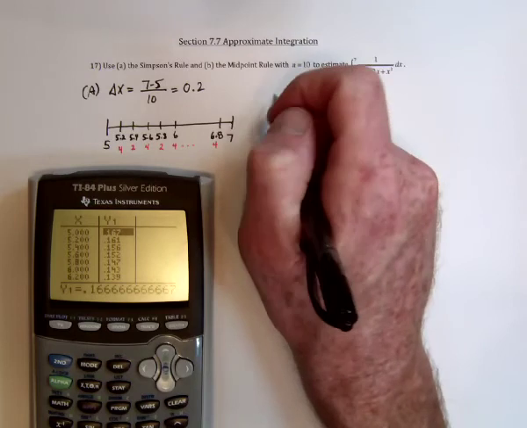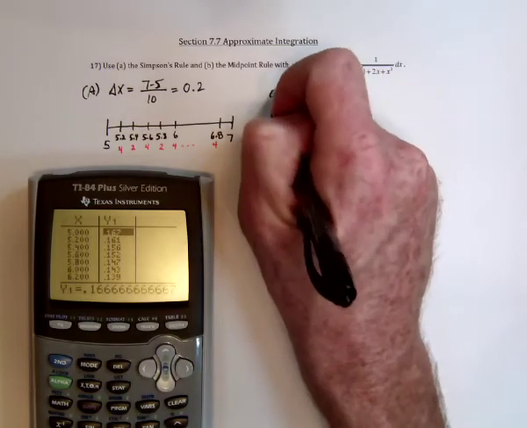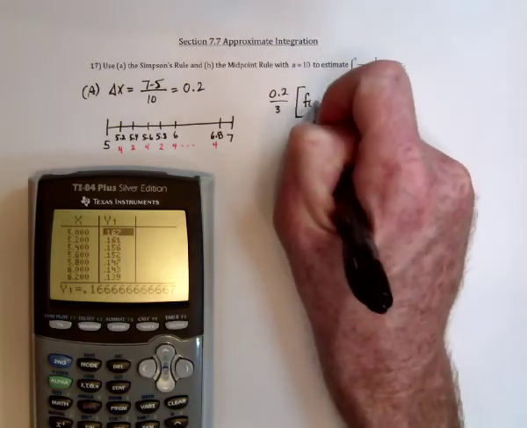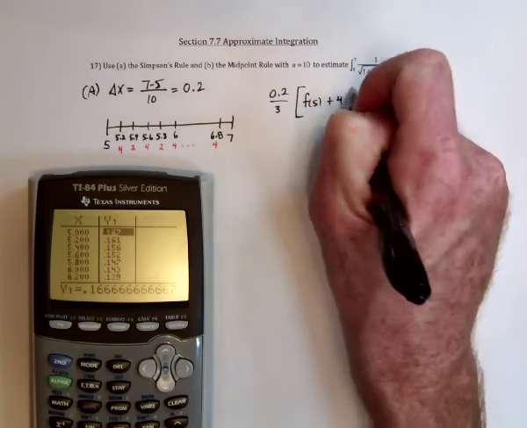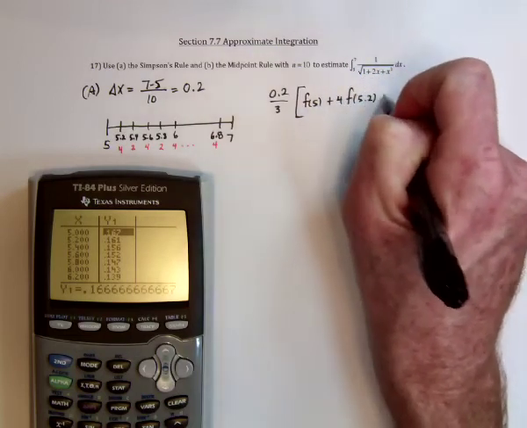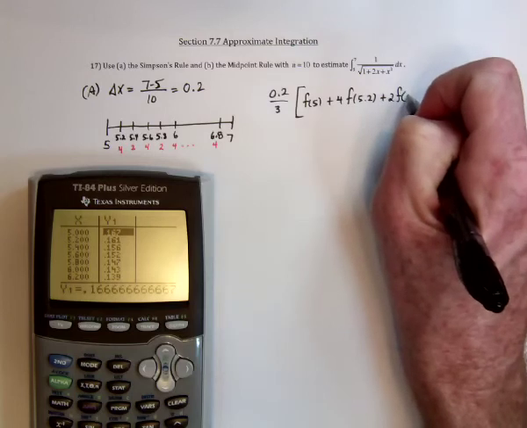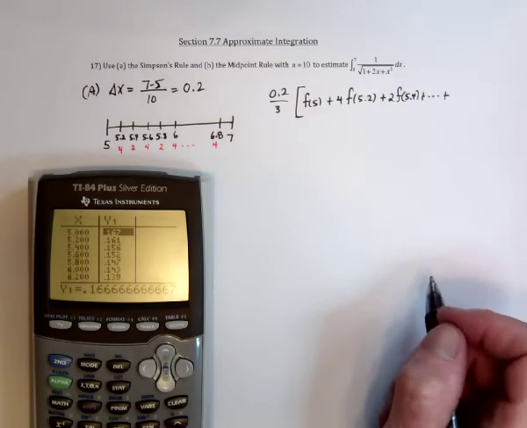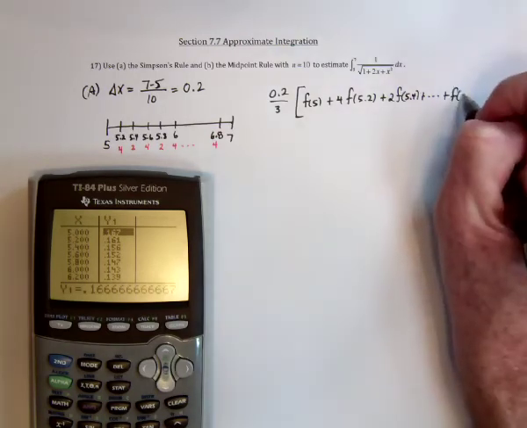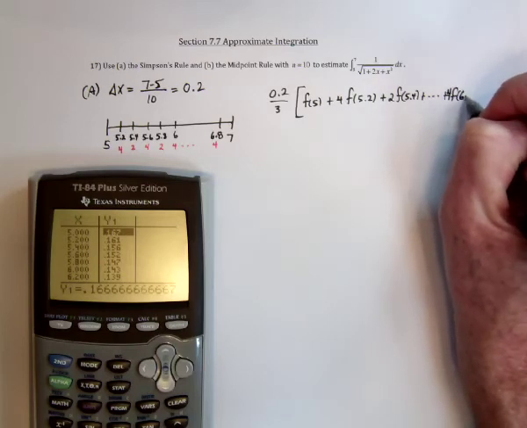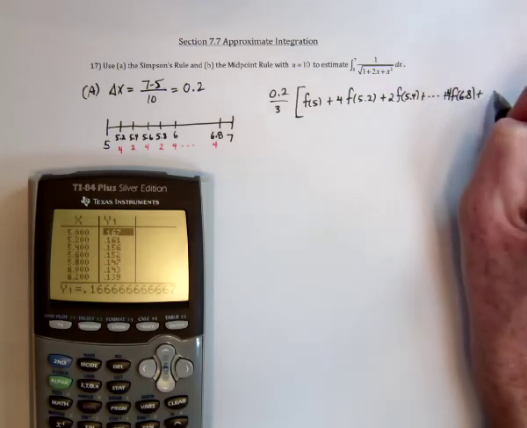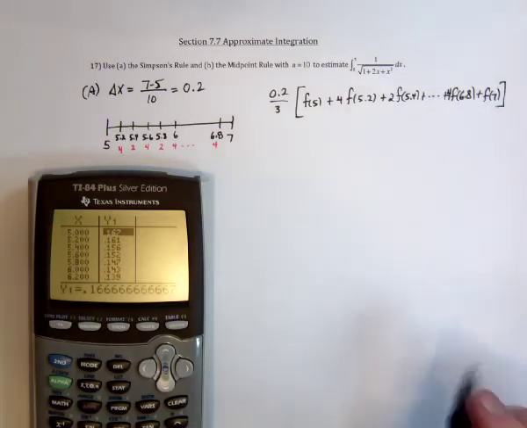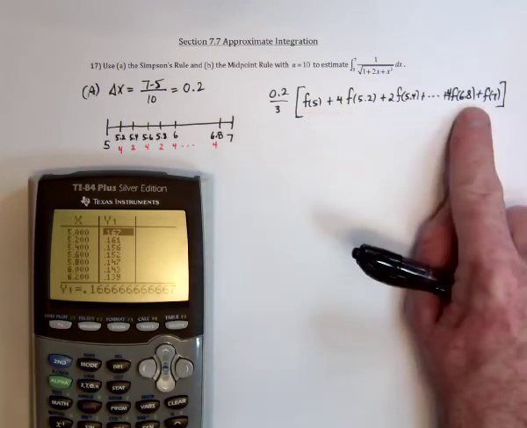Okay, so the formula is delta x divided by 3, and then it's going to be f of 5 plus 4 times f of 5.2 plus 2 times f of 5.4, etc., until you get to 6.8. So f of 6.8 gets multiplied by 4, and then f of 7. Alright, now we need to do all of this decimal part.